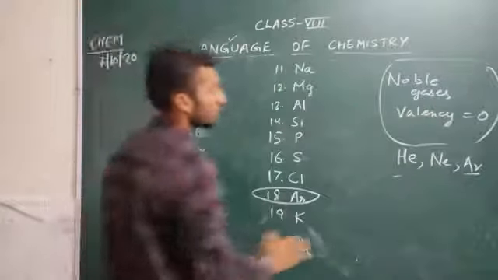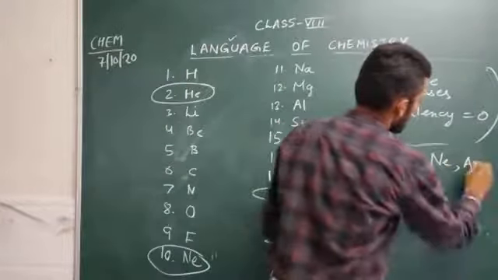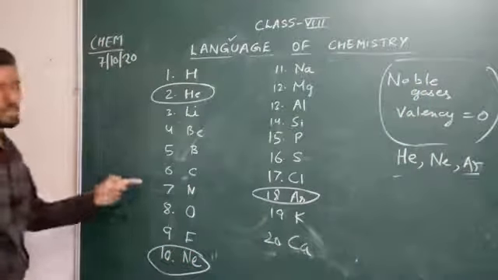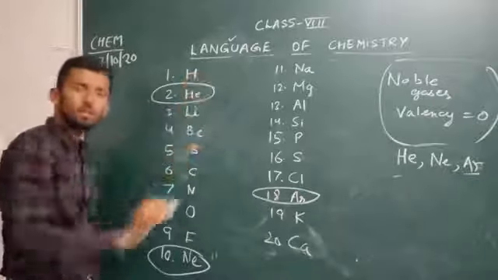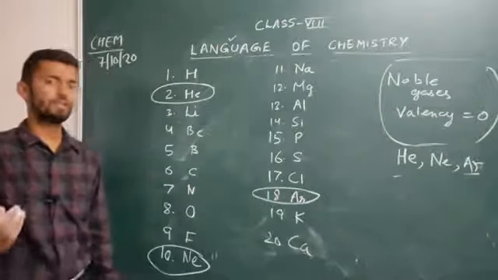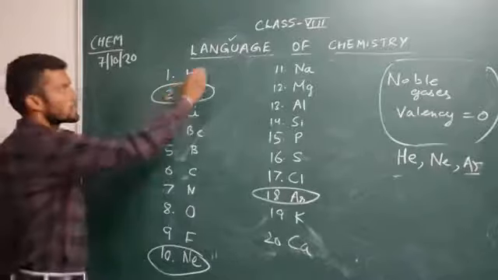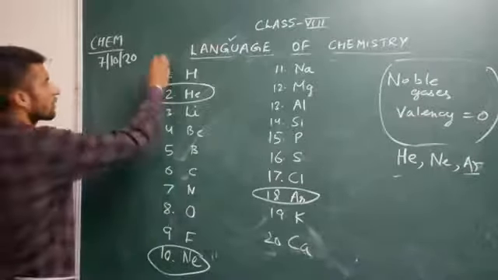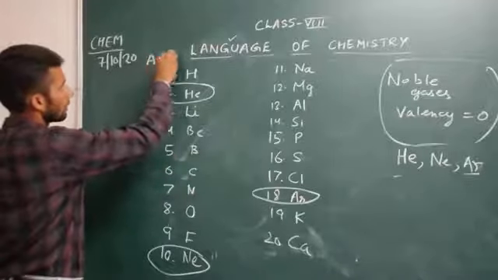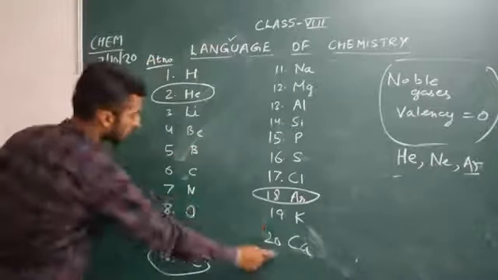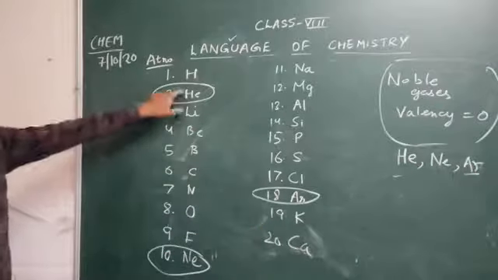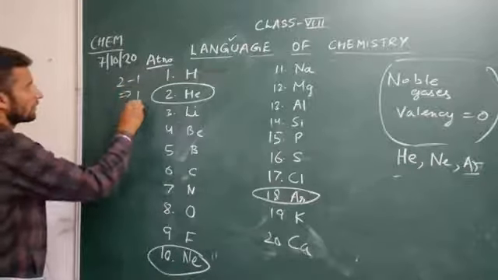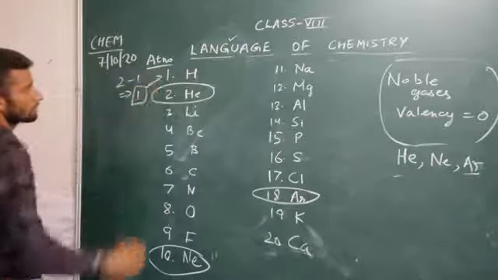Based on these noble gases, we will calculate the valency of other elements. Just remember one thing: the difference from the nearest noble gas gives you the valency of that element. Like hydrogen, what is the difference of atomic number? Here 1, 2, 3, 4 up to 20 is the atomic number. The difference of hydrogen to helium, that is 2 minus 1, equal to 1. So 1 is the valency of hydrogen.